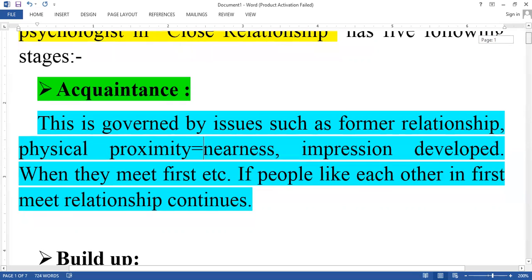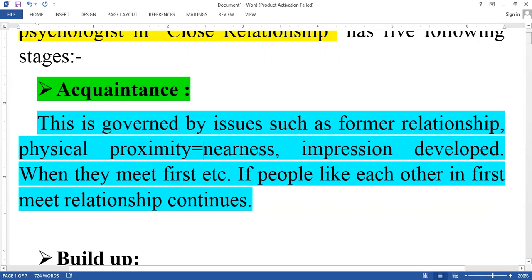This is the first step, acquaintance, which is nothing but a person knows another person slightly but is not a close friend of his. In the first meeting they mutually understand each other, and if it is positively converted, their relationship will continue.